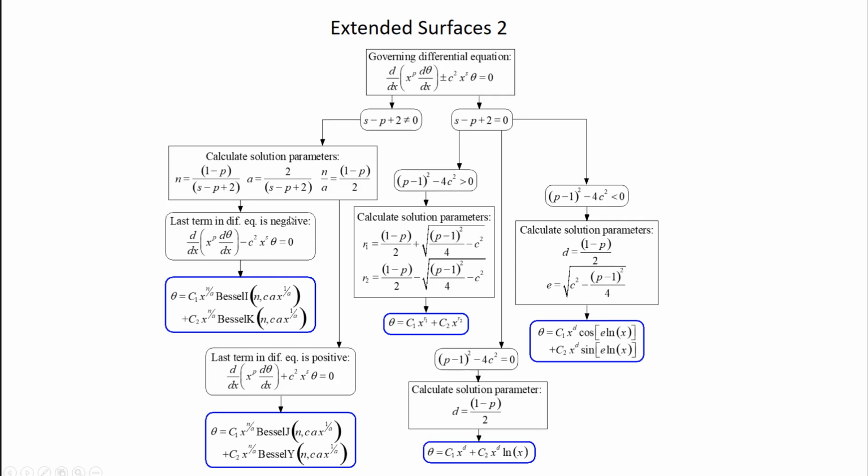If my last term would have been positive, I would have been down here, and I would have had Bessel J and Bessel Y, right? So here I had Bessel I and Bessel K. These were modified Bessel functions of the first and second kind. Bessel J and Bessel Y are just Bessel functions of the first and second kind. They behave very differently. These guys tend to oscillate. Well, these behave more like exponentials, I guess I should say. One decays and one rises. And these oscillate like kind of sine and cosine does.